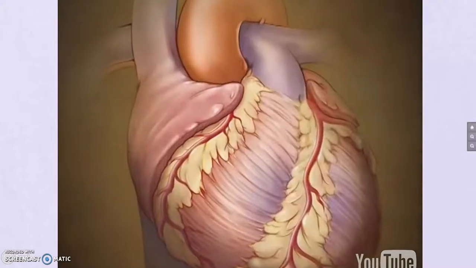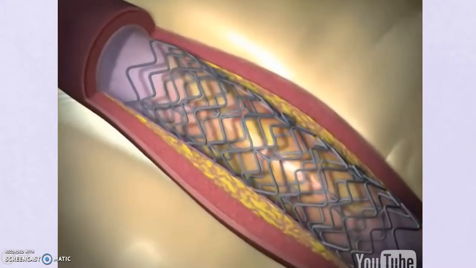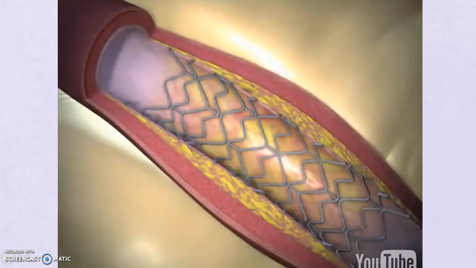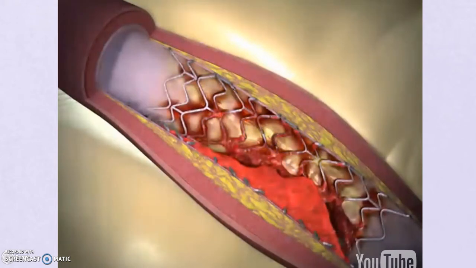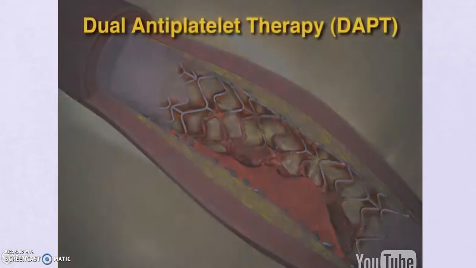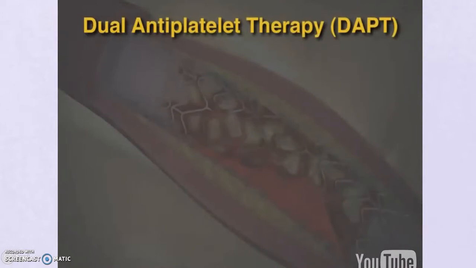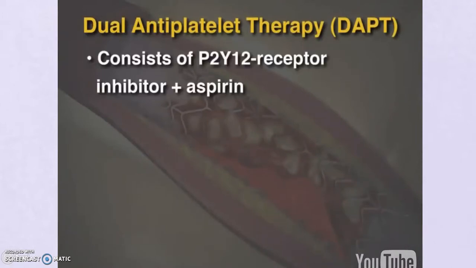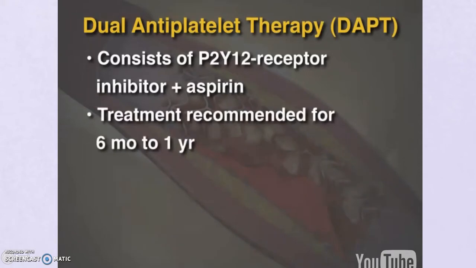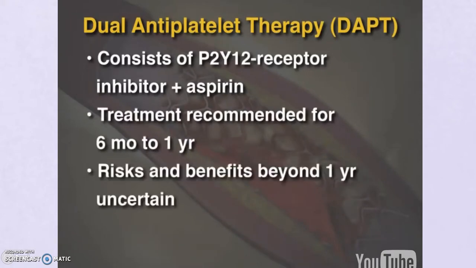Every year, millions of patients worldwide receive coronary artery stents for the treatment of ischemic heart disease. To prevent stent thrombosis after treatment with a drug-eluting stent, dual antiplatelet therapy with a platelet P2Y12 receptor inhibitor plus aspirin is recommended for 6 months to 1 year. The risks and benefits of treatment beyond 1 year have remained uncertain.